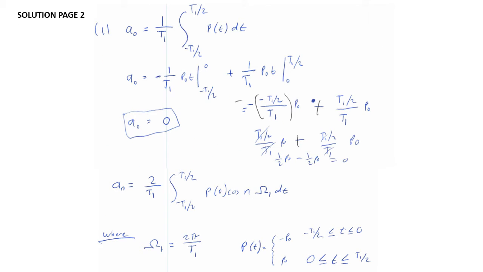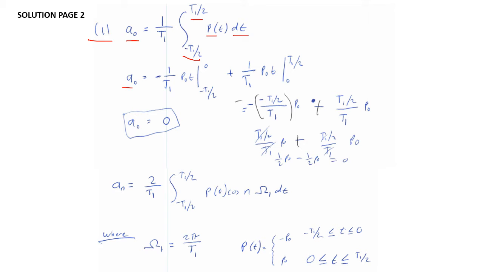So that's what we do here. We go back, we reference equation 1. That's our a naught equation here from 7.4 in our text: 1 over T1 times the integral from negative T1 over 2 to T1 over 2 of p of t dt. So then we can plug into this guy here. So let's do this out.